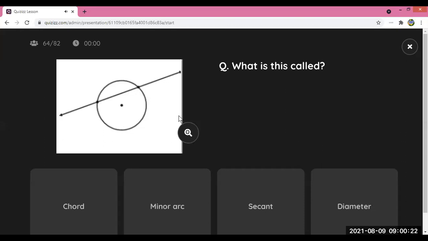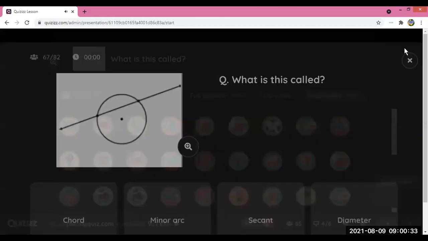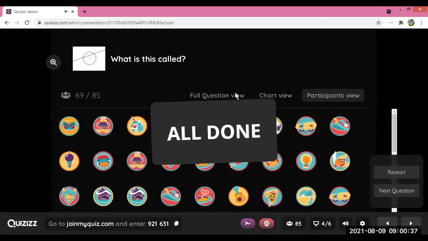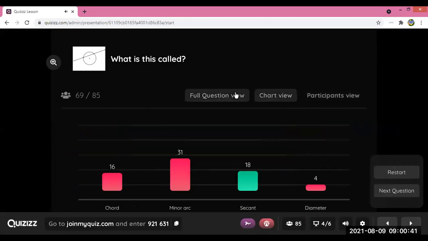A very simple question. We have done this in the earlier class. A line which passes through 2 points on a circle. Okay, let's see how many of you got it right. All right, 18 of you.